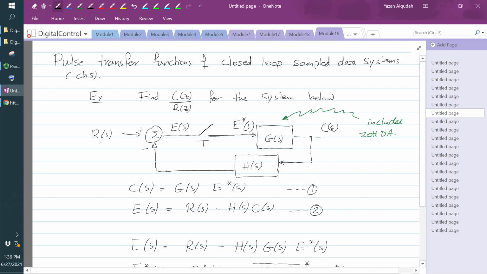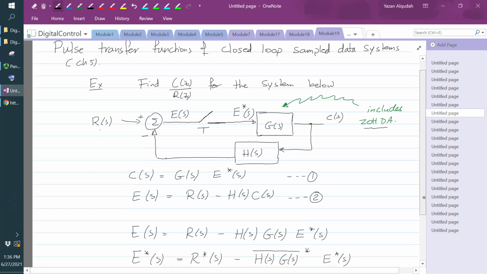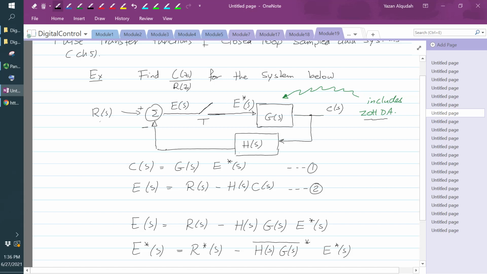Then I'm going to apply this to my plant. Because the input here is starred, I'm implicitly assuming that this G of S contains the zero order hold. So this G of S is made of two blocks, the zero order hold and GP of S. Together they are G of S. And this is my output, C of S, and I'm going to calculate the closed loop transfer function. Again, you can look at this configuration: I'm taking a continuous time signal, converting it to a discrete one, then converting it to a continuous signal, and applying it to the plant.